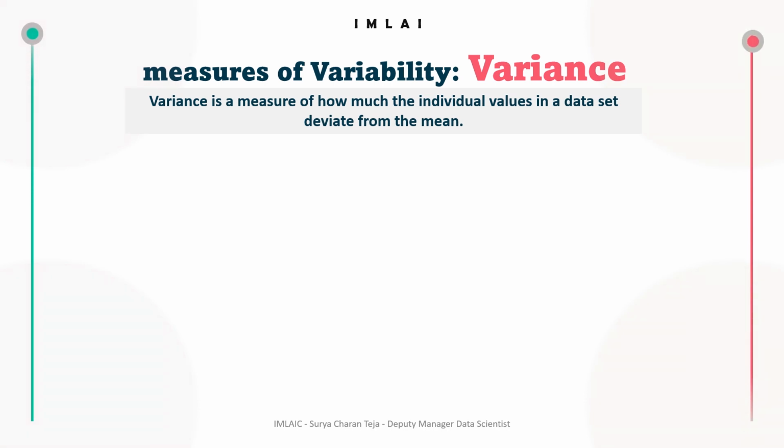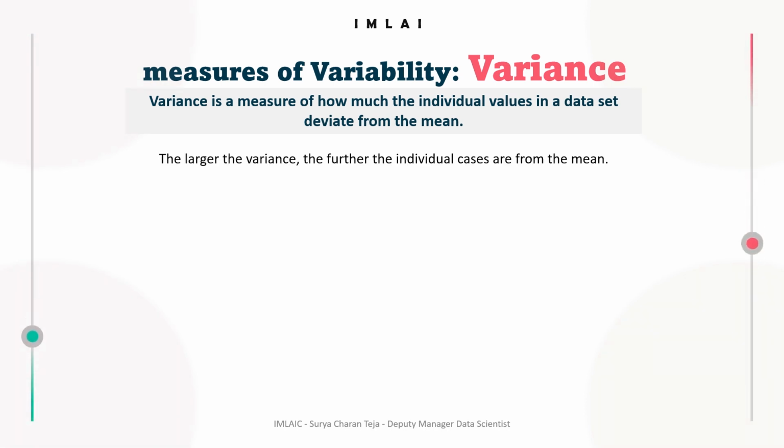Variance is used to assess the dispersion of data points around the mean, but it is not easily interpretable as it involves squared differences. So I just want to repeat one more time: variance is a measure of how much the individual values in a data set deviate from the mean.